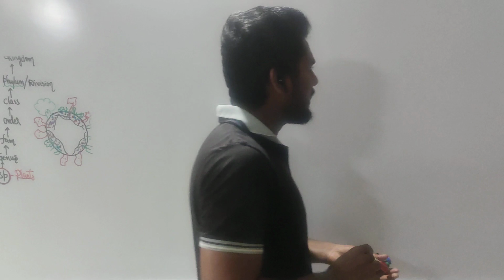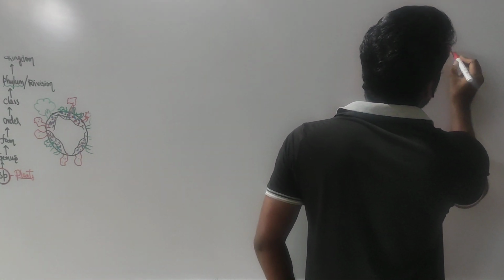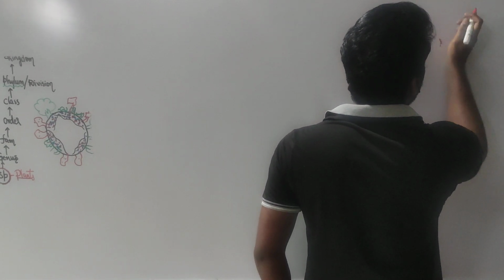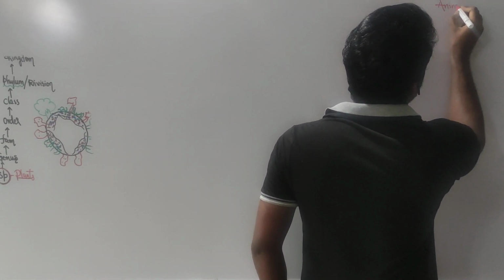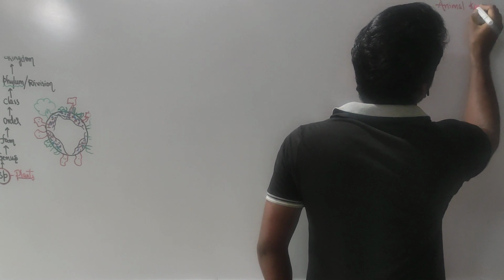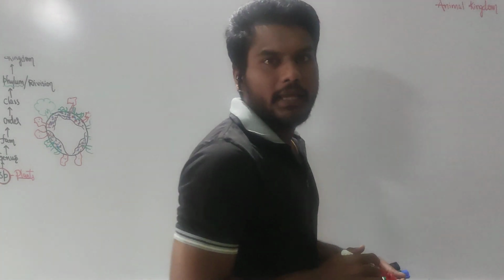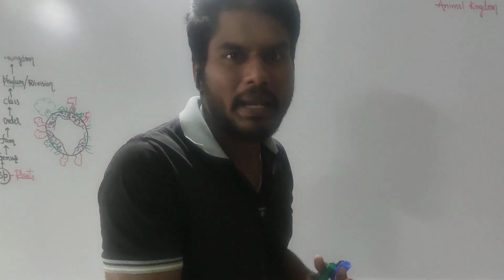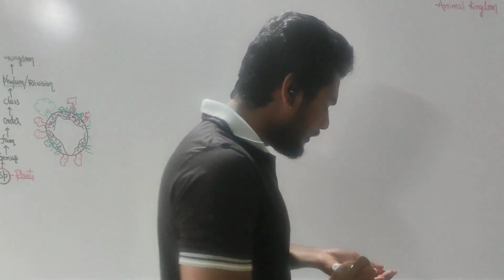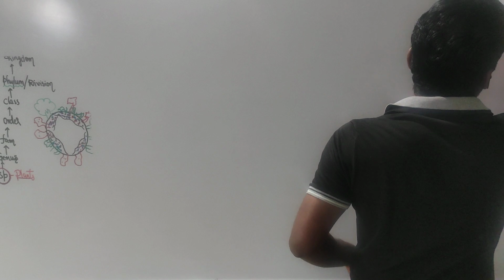Now let's see in today's lecture the Animal Kingdom. The kingdom is formed by a group of phyla. Why phylum? Because we are discussing animals, not plants. If you are discussing plants, you have to call them divisions. Now let's see how many phyla are present in this animal kingdom.